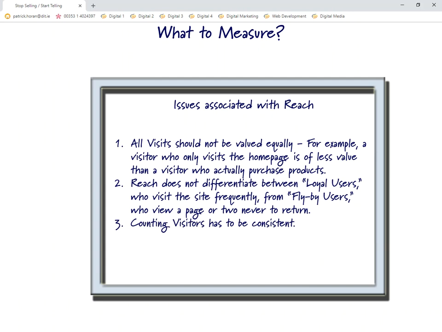And that's why I mentioned earlier on that counting visitors, counting users has to be consistent. So if you do this on a longitudinal basis, you'll get to understand your audience in a lot better ways.